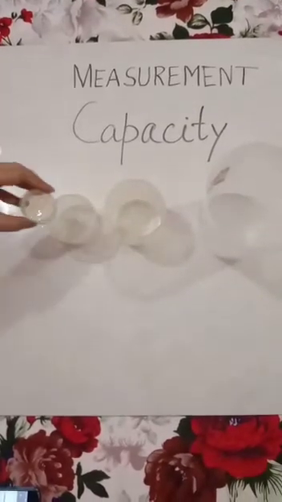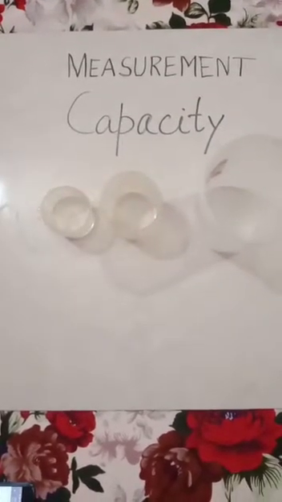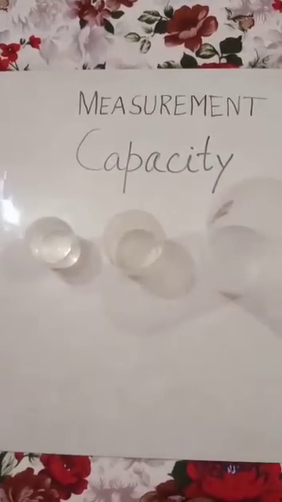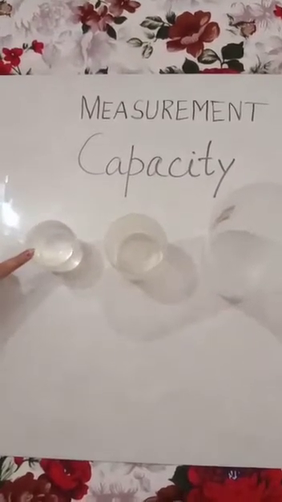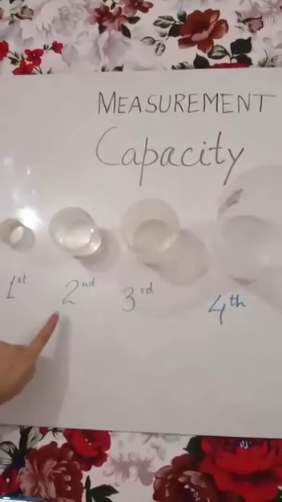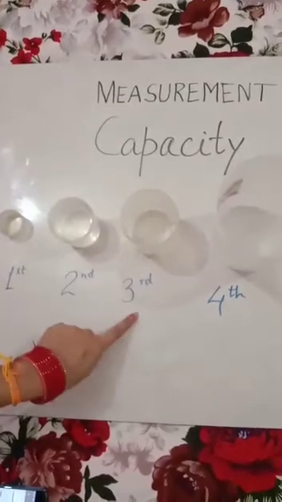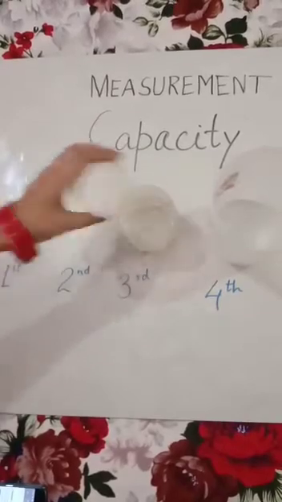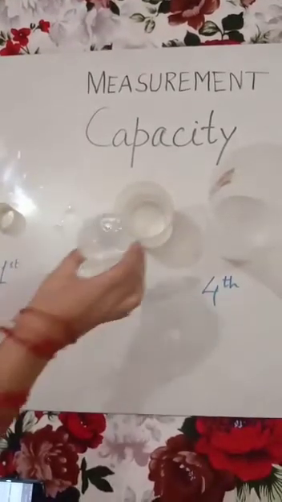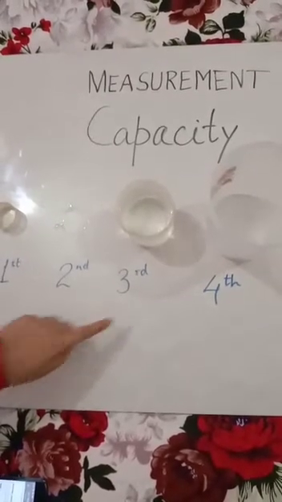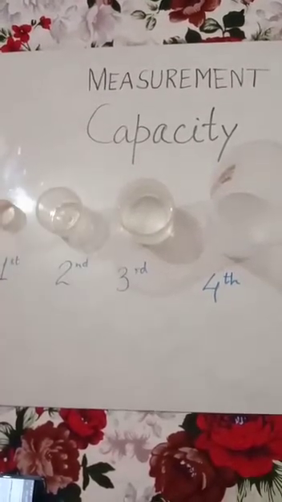1, 2, 3, 4, 5, 6. So we can say the capacity of this container is 6 cups of water. Now when we are comparing the capacity of the second and the third container, we can pour this water in the second container like this, 1 and 2. We can say the capacity of the third container is 2 cups of the second container.